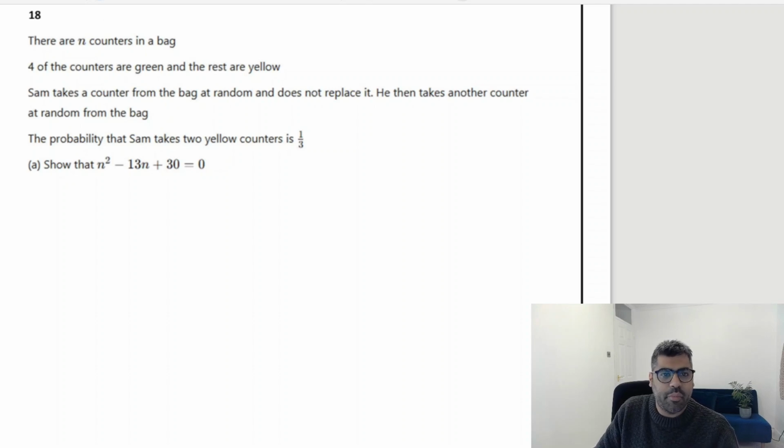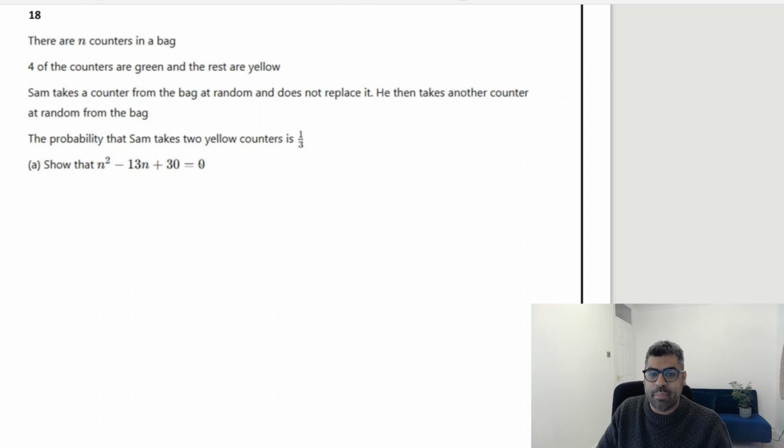So here we have a probability question. There are n counters in a bag. 4 of them are green, the rest are yellow. Sam takes a counter from the bag at random. A really key piece of information is that he does not replace it. He then takes another counter at random from the bag. The probability Sam takes 2 yellow counters is a third. Show that n squared minus 13n plus 30 equals 0.